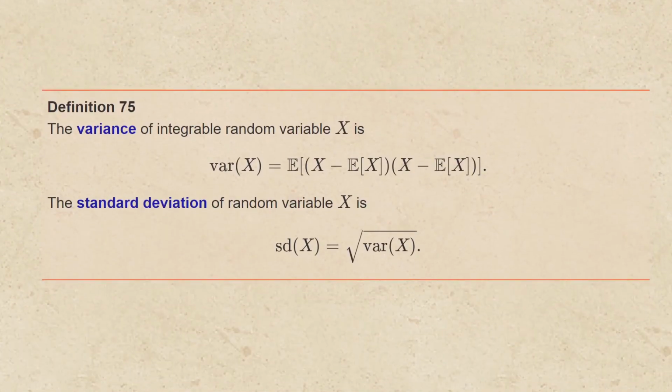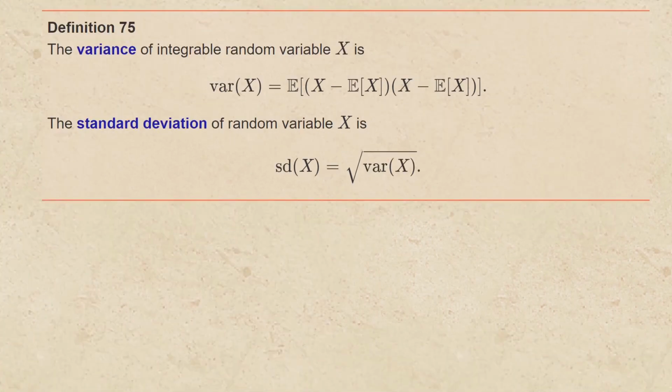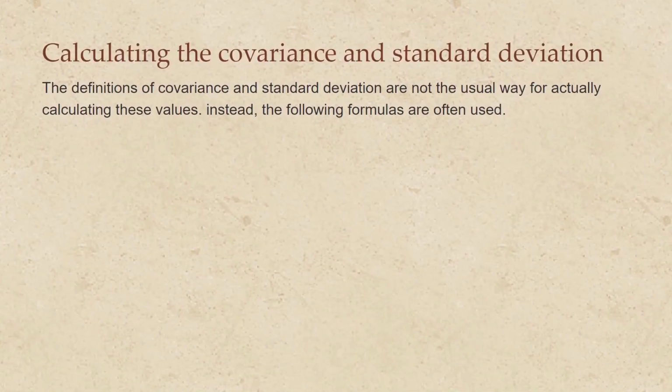Definition: the variance of an integrable random variable x is the mean of the centered version of the random variable times itself. The standard deviation of a random variable x is the square root of the variance. Now, the definitions of covariance and standard deviation are actually not the usual way for actually calculating those values. Instead, the following formulas are often used.